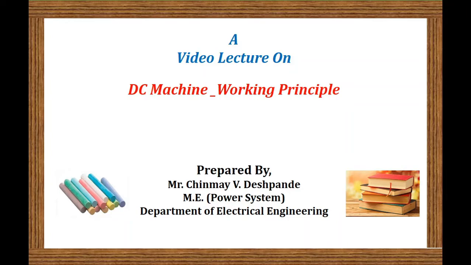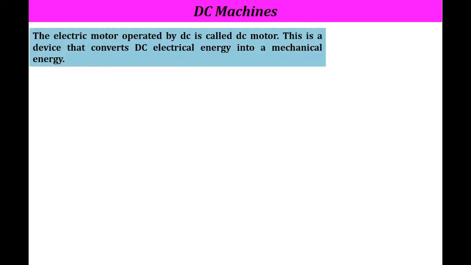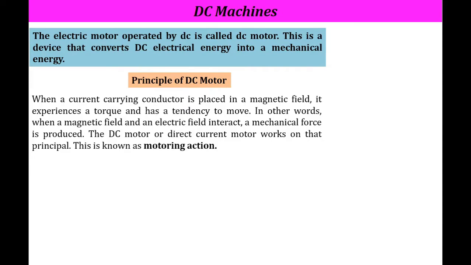In this video lecture, we are going to discuss the DC machine working principle. Already we discussed the difference between generator and motor. Now the electric motor which is operated by a DC is called simply a DC motor. This is a device which will convert electrical energy into mechanical energy. Now what is the principle of operation of a DC motor?